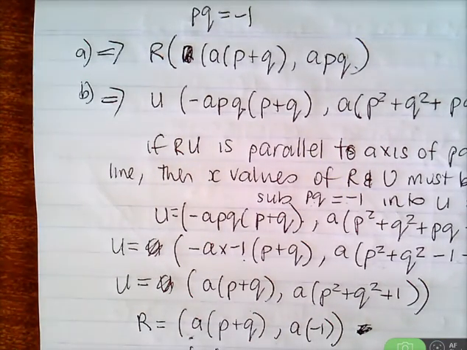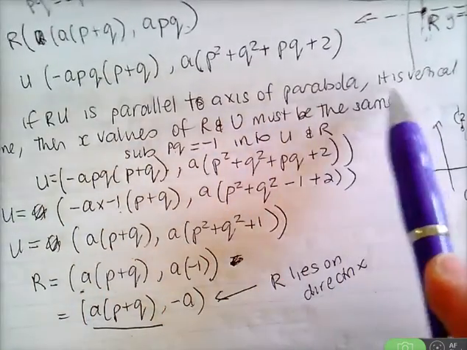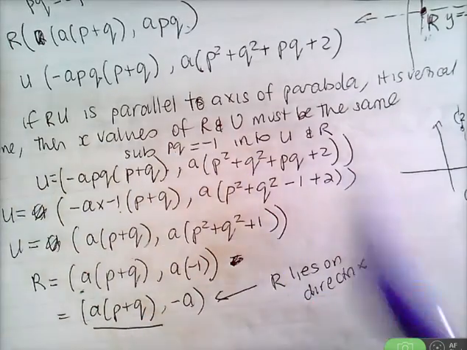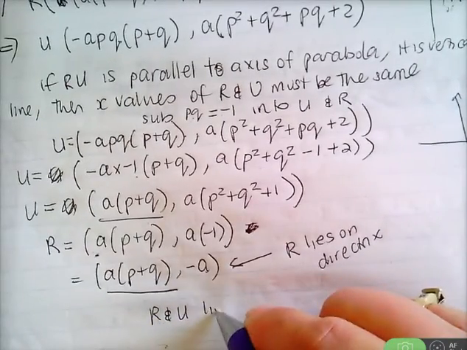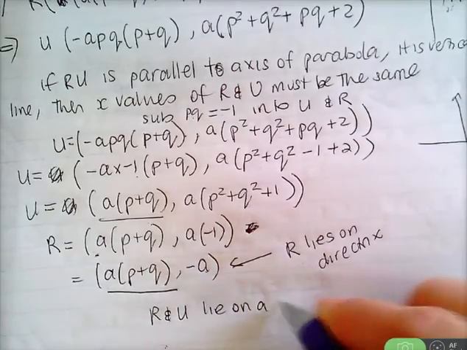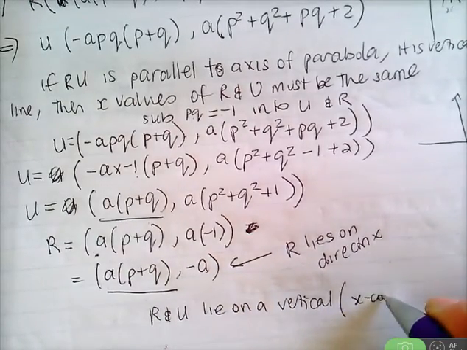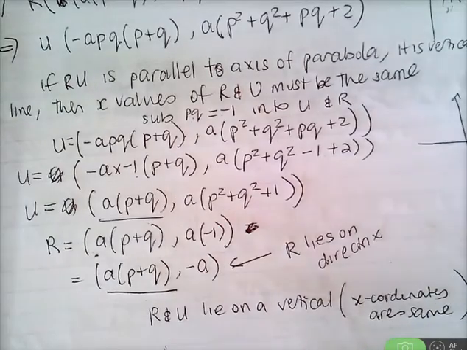They're hard. Finish that question because we've said if RU is parallel to the axis of the parabola, it is a vertical line. Thus, the x values of R and U must be the same. So we can say, well, now R and U lie on a vertical line. Reason: x coordinates, or ordinates, are the same. We done? Because they've got the same x values, they must lie on a vertical line.